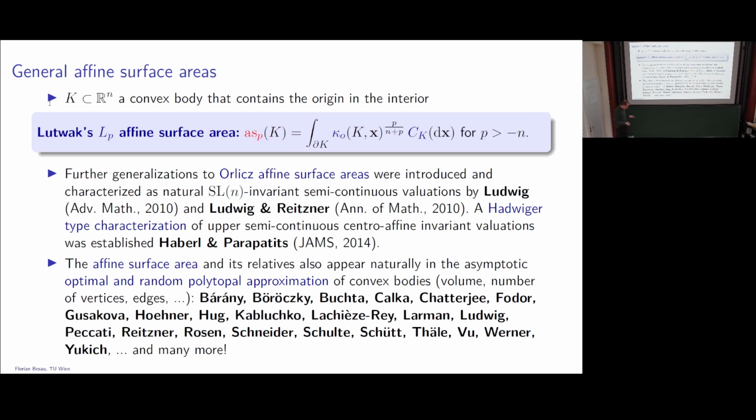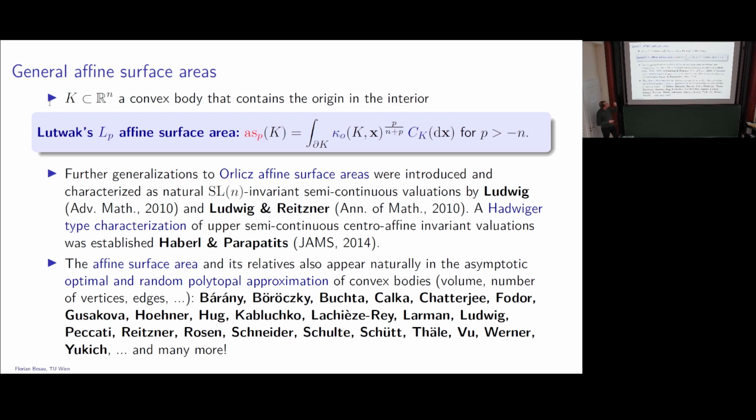And of course these quantities, these affine surface areas, they also appear a lot in random polytopal approximation or optimal polytopal approximation. And again, I will not go into the details here. I've listed a lot of names just to mention this. These quantities naturally appear here as well.